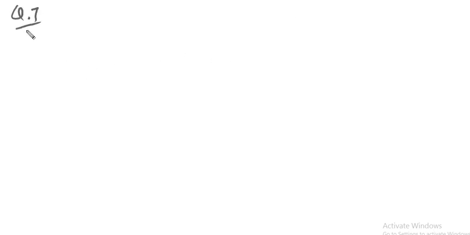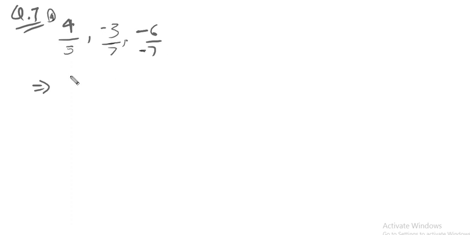Question number 7. Arrange the following rational numbers in ascending order. So here we have to find first which number is the lowest and which number is the greatest. So 4 by 5, and 3 by 7, and -6 by -7. This is our first question.